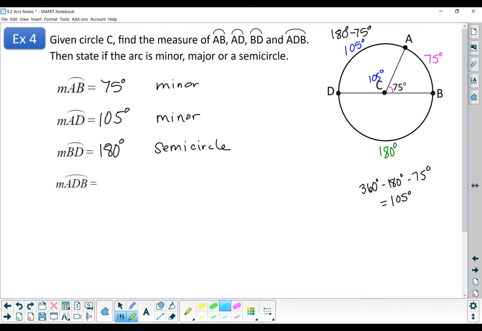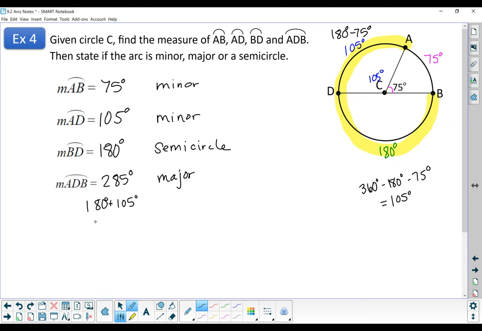Okay, our last arc is arc ADB. So starting at A, going to D, and continuing to rotate until you get to B. So we just need to add these two pieces together to get that answer. So that would be 180 plus 105, which is 285 degrees. And since it's more than 180, more than half of the circle, we would call that a major arc.